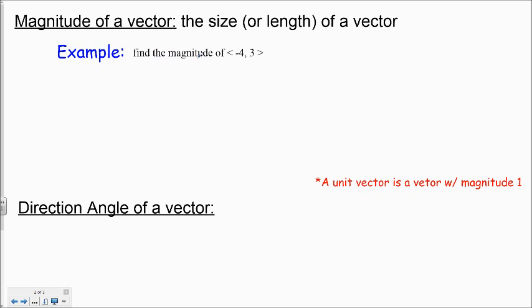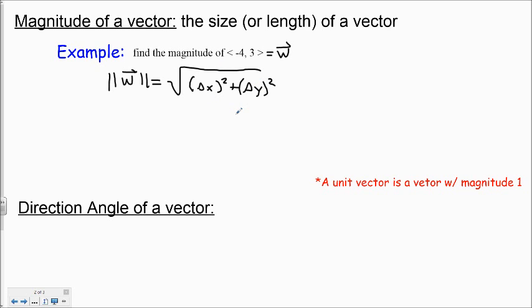So in an example where the magnitude of the vector <-4, 3>, which I will call vector W, if I wanted to find the magnitude of W, we represent that with the following notation, and it's calculated by simply squaring the change in x values and the change in y values and adding them together, and then taking the square root. You may recall that this is also the distance formula from geometry.